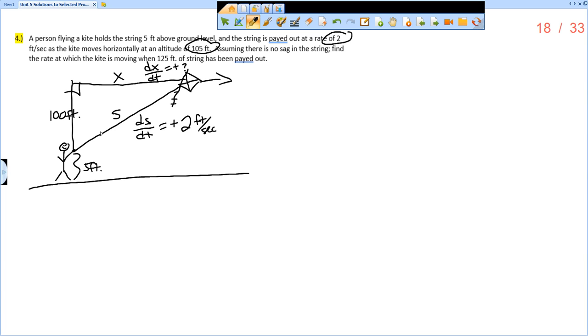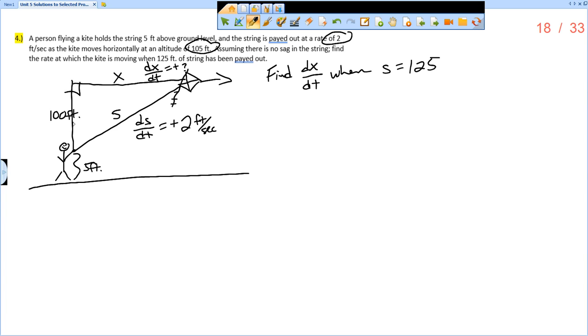All right, so now we've related all these variables. Remember, for the 100, we do not put a variable there because that is a fixed value. The height of the kite is not changing, so that is not a variable. Now, what do we want to find? It says find the rate at which the kite is moving. We already said that is dx/dt, when 125 feet of string has been paid out, so when s is 125.